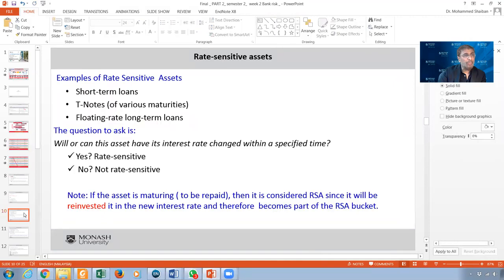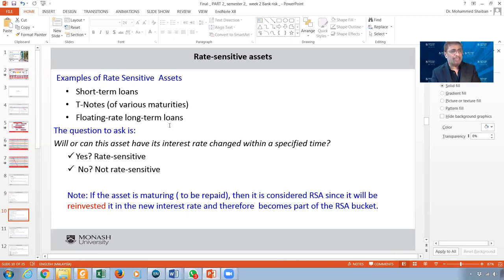Now let's see examples of rate-sensitive assets. When we have short-term loans, when we have T-notes, anything that has a floating rate, which means it changes over the year, all of those products, short-term loans, T-notes, floating rate loans, all of those are rate sensitive, which means when the interest goes up or down, they will change.